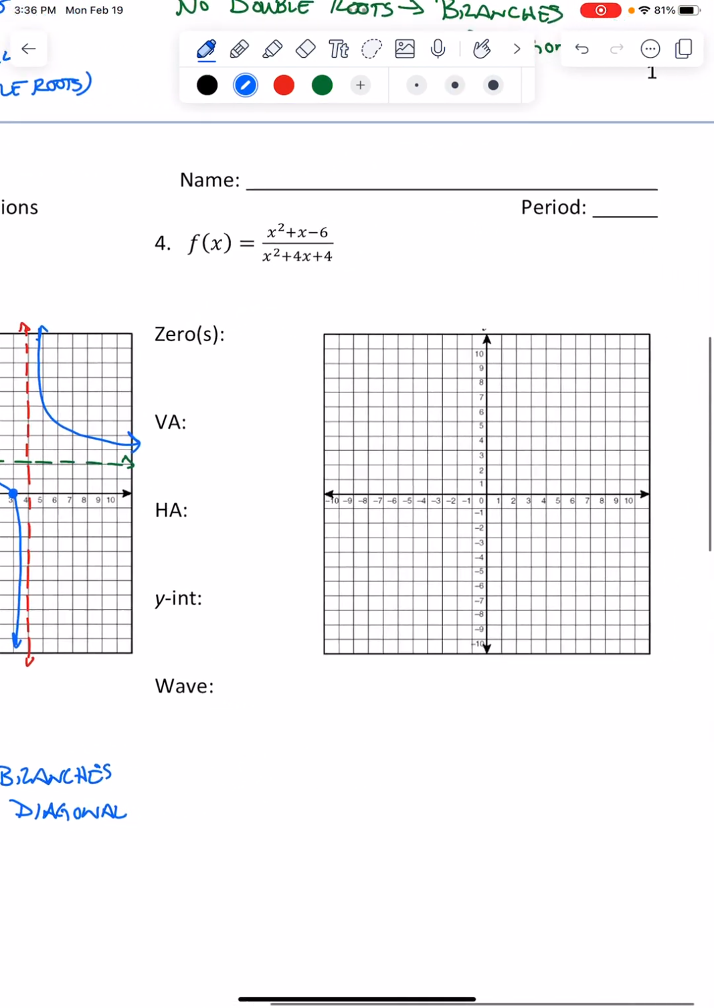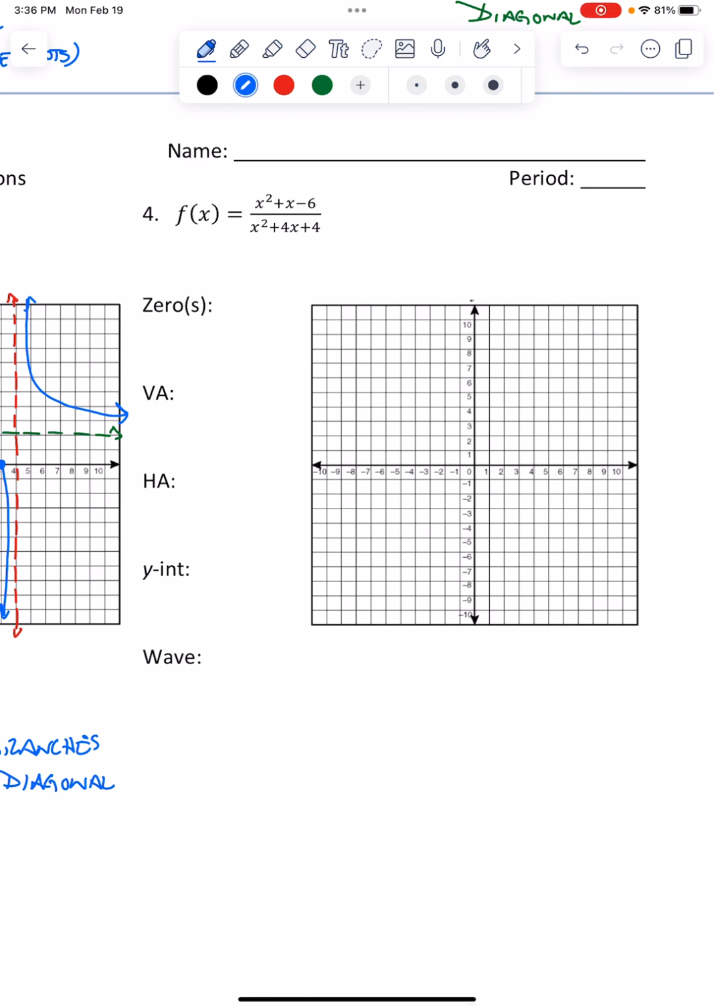Now, last one. This is one where we got to factor. Okay? So in this case, if we want to factor the top 3 terms, we'd be multiplying to -6 and adding to 1, which would be 3 and a -2.